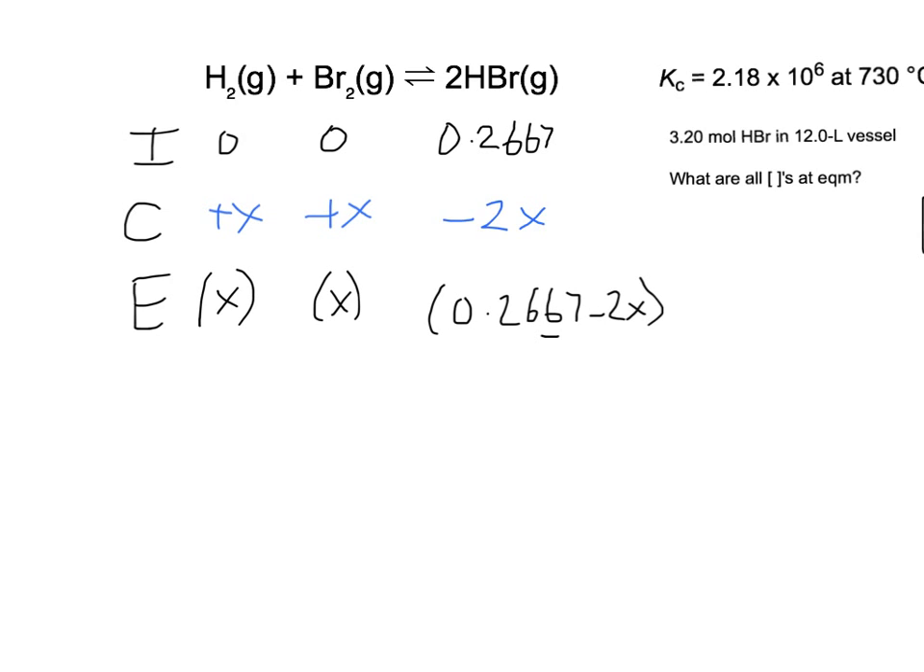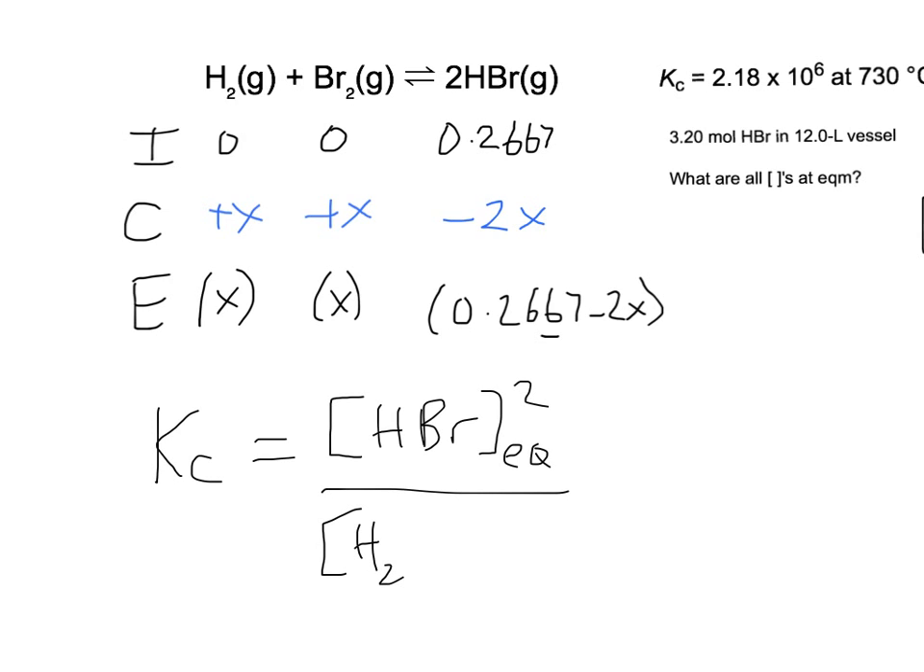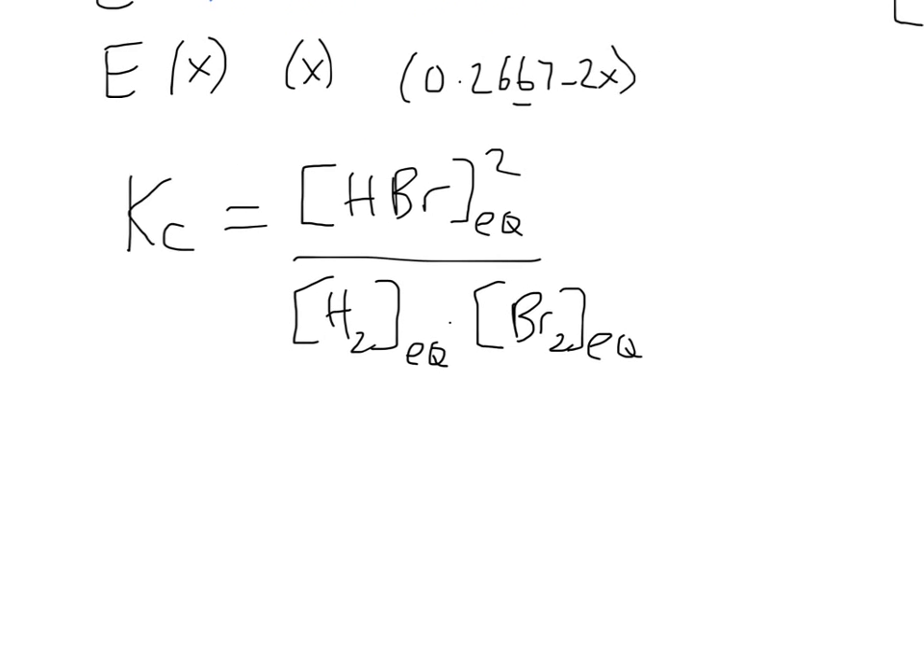Now a lot of these problems are really similar, and so I like to set them up exactly the same way every time. And so underneath my ICE chart I like to write the expression for K. K is the concentration of HBr at equilibrium squared over the concentration of hydrogen at equilibrium times the concentration of bromine at equilibrium. We don't always have to write the equilibrium, the EQ, if we don't want to, but we should remember that we can't use any old values. Kc, we were given in the problem, 2.18 times 10 to the 6, so that's pretty big.